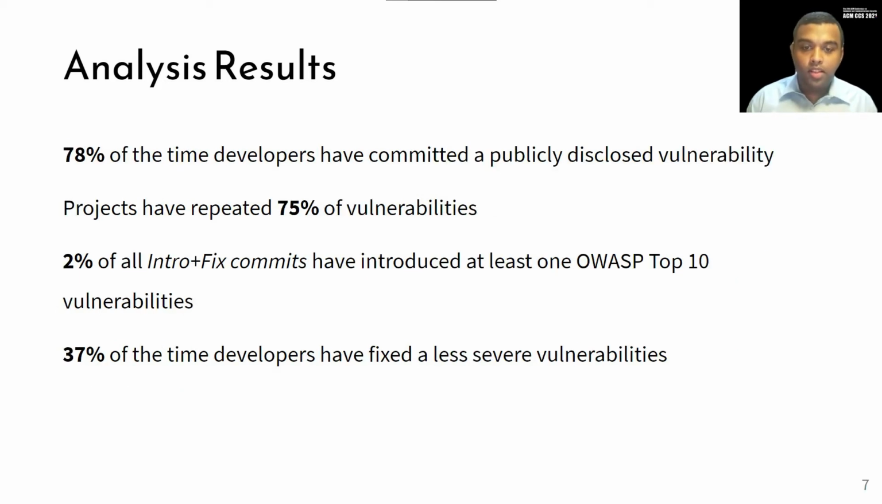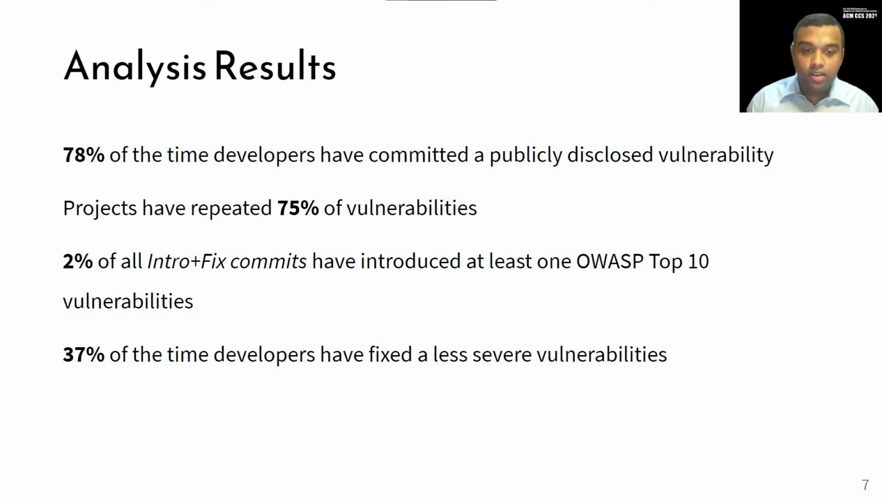We compare the published date of Common Weakness Enumeration numbers associated with the discovered vulnerabilities and the vulnerability introduction date, and we observe that 78% of the time, developers have committed a publicly known vulnerability. Also, we observe that on average, projects have repeated 75% of vulnerabilities.